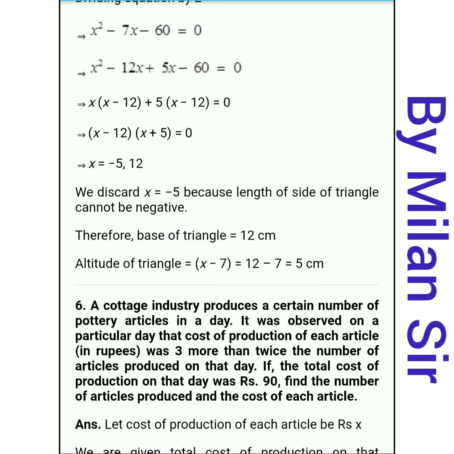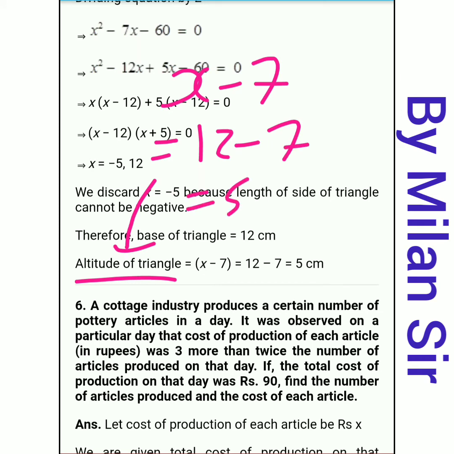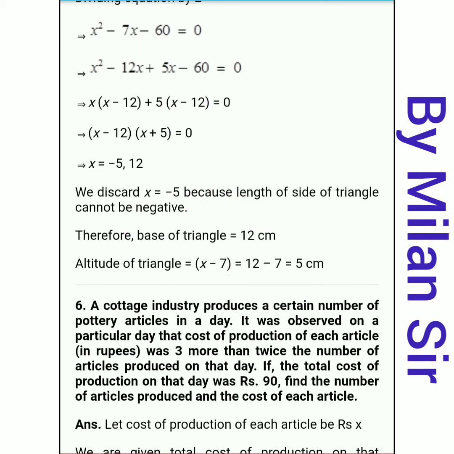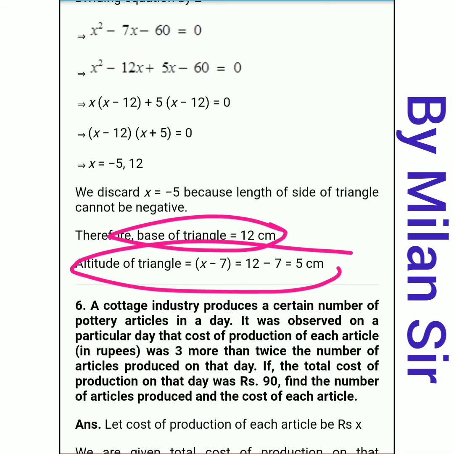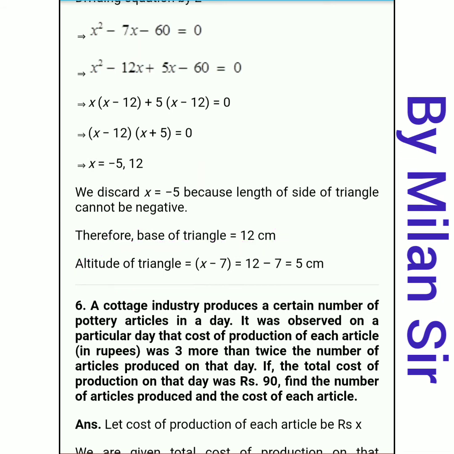x means our base, so we need to write here base of triangle is equals to 12 centimeter. We need to find base and altitude both. So base, right now we got 12 centimeter. After that we need to find altitude of triangle. Now initially we assumed that altitude is equals to x minus 7. Now put the value of x, that means 12. So 12 minus 7 is 5. So altitude is equals to 5 centimeter. That means our final answer, base of triangle 12 centimeter, altitude of triangle 5 centimeter. This is our answer.